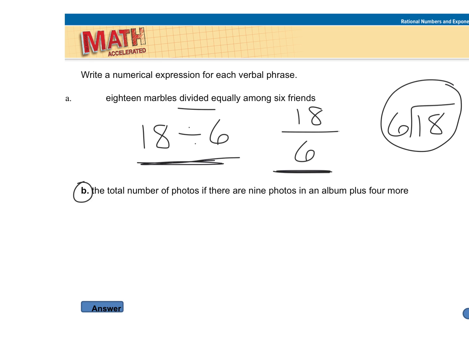B, what is a key word in there? It says the total number of photos if there are 9 photos in an album plus 4 more. Total is a key word. So what does total mean? What operation? Add. Okay? So we do 9 plus 4. Okay, so on your worksheet later, don't solve this. This is what I want. I just want that expression. Okay? Any questions on writing expressions? No? Just find those keywords and then write it.